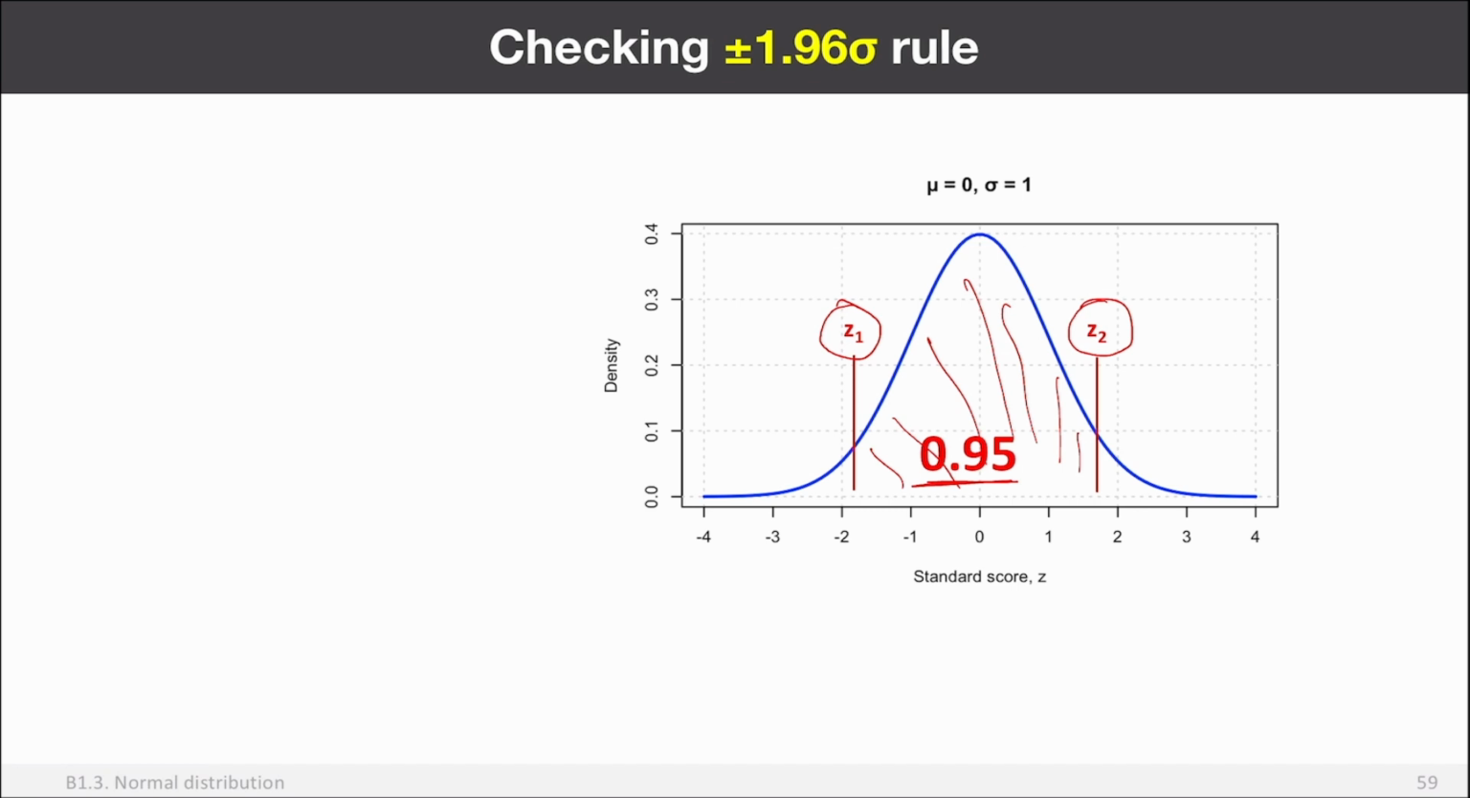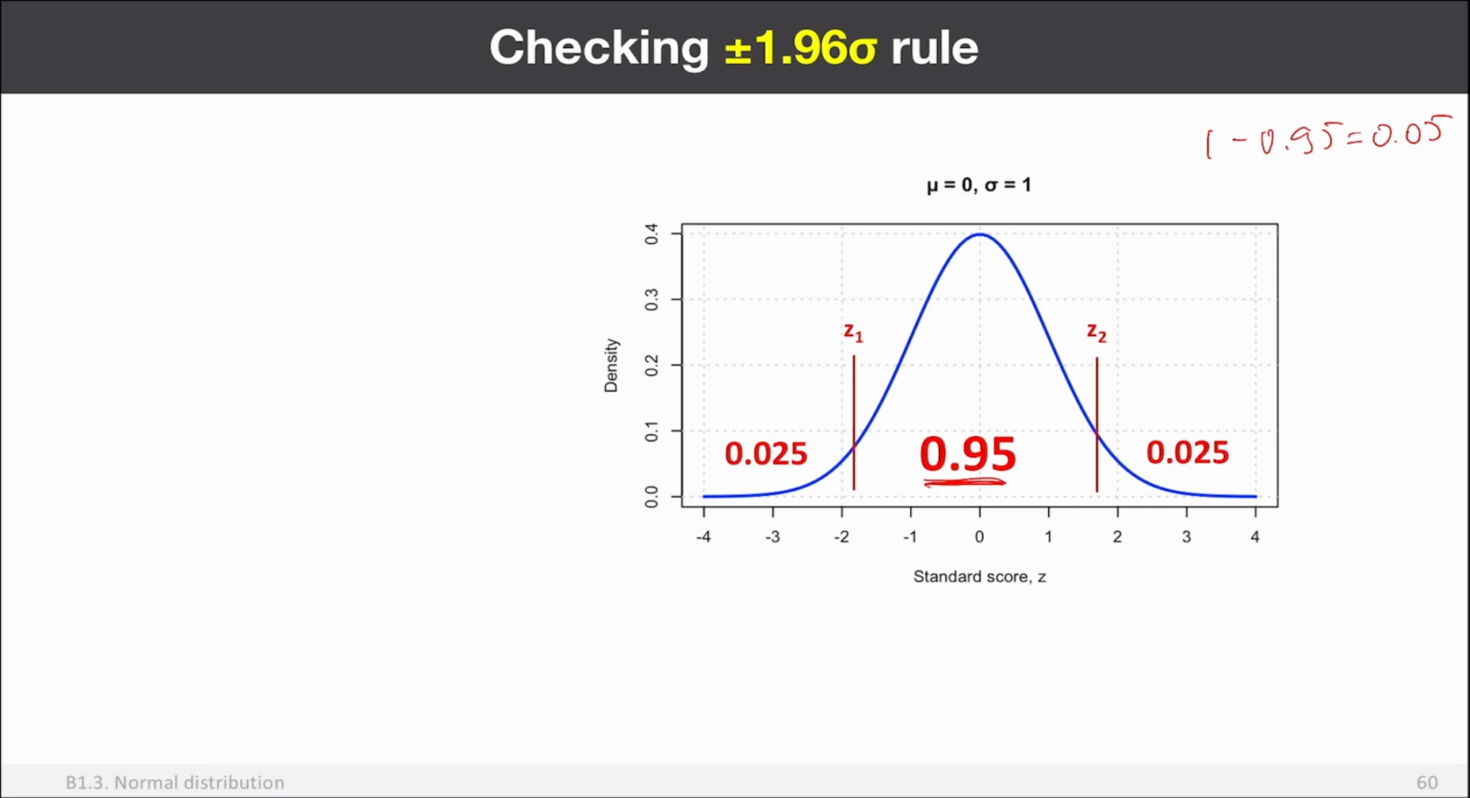How to do that? Well, now we have the opposite, the other task, right? We know the probability but we don't know the values. So it's a job for the ICDF function, the inverse cumulative distribution function. But first of all, we need to recall the probabilities on the tails. So if it's 0.95 here, it means that it's 1 minus 0.95, which is 0.05 outside.